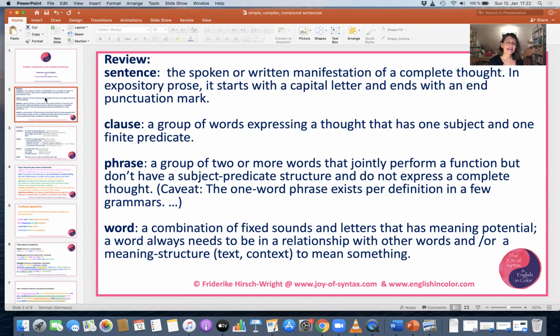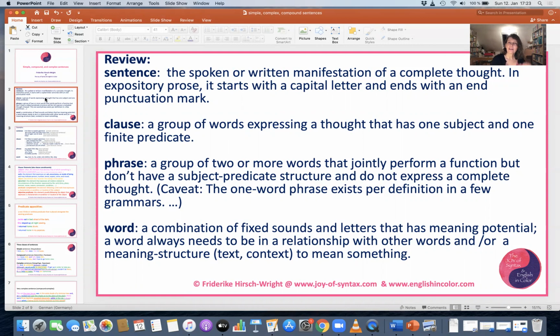A clause is actually a particular kind. A sentence can consist of just one clause, but not every clause is also a sentence because a clause can be contained in a bigger sentence. I will give you examples on the next slide, but for now I want to tell you that a clause consists of something called a subject and a predicate.